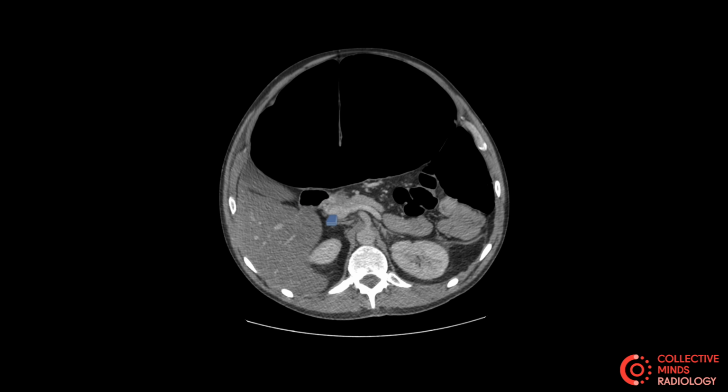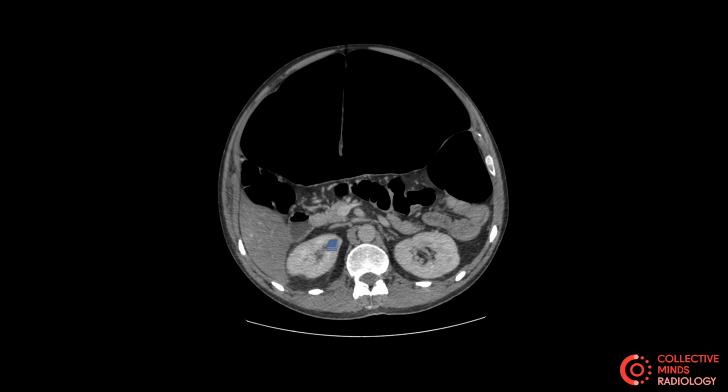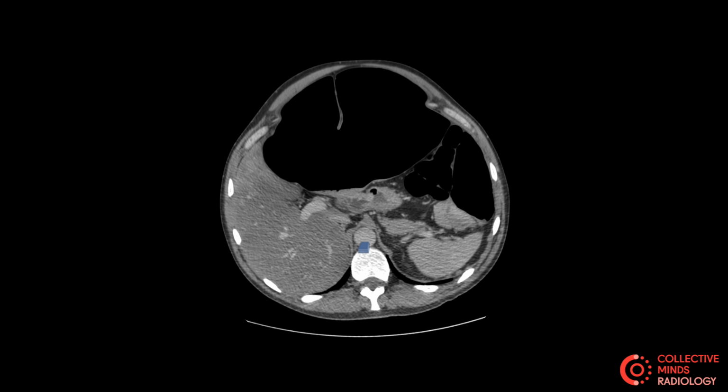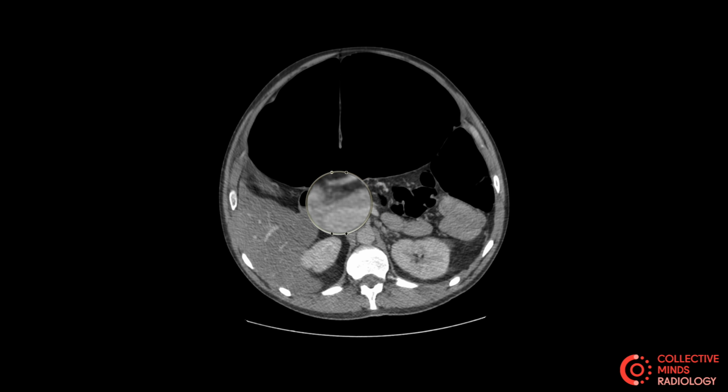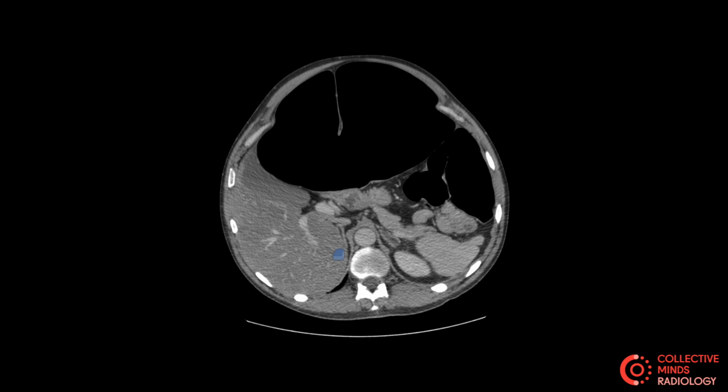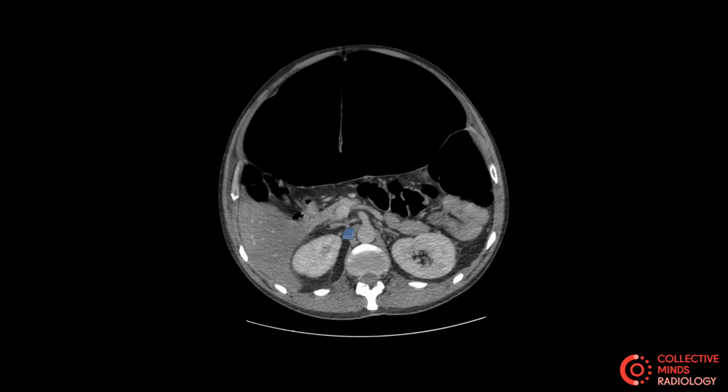Okay, fine. So let's have a look at the pancreas. What's the pancreas looking like? The pancreas is a leaf-like structure sitting down the middle of the abdomen, and there doesn't seem to be any fat stranding within this region either. That looks completely normal as well. Okay, so pancreas is normal. There's not pancreatitis. Let's have a look at the kidneys.